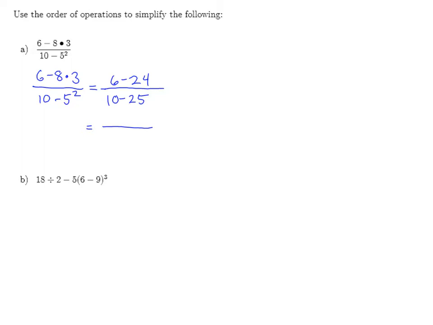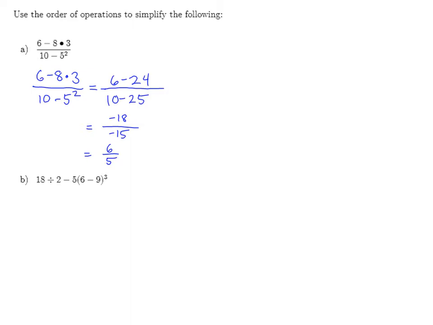In the numerator, 6 minus 24 will simplify to negative 18, and then the denominator, 10 minus 25 will simplify to negative 15. As a last step, we'll simplify this fraction. Negative 18 over negative 15, there's a factor of negative 1 in each of those numbers, and there's also a factor of 3, so that fraction will simplify down to 6/5.